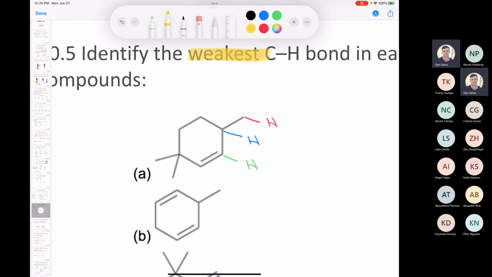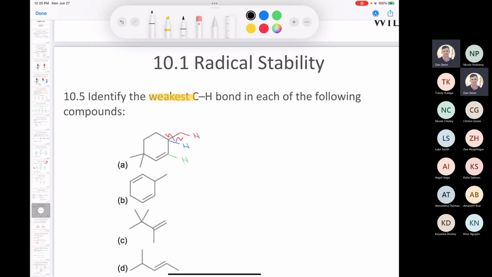Absolutely, yes. Great work. Yes, it's the blue one, right? Because that one is allylic. This is the allylic carbon, so this is an allylic hydrogen. And if you break that bond homolytically, then you end up with an allylic radical. Here we go. Beautiful. That's really great. This is tertiary allylic, so that's quite a weak bond.